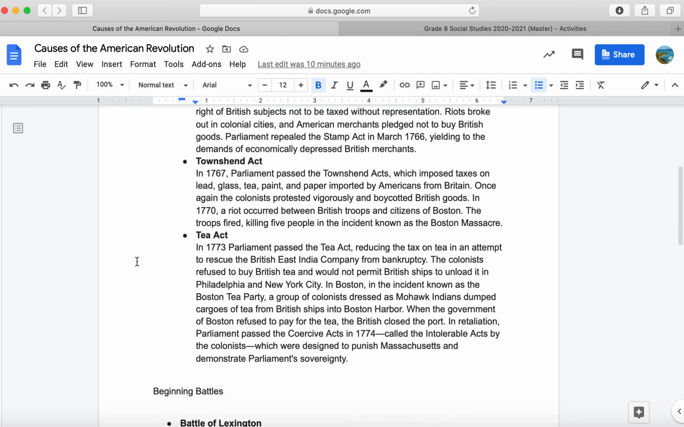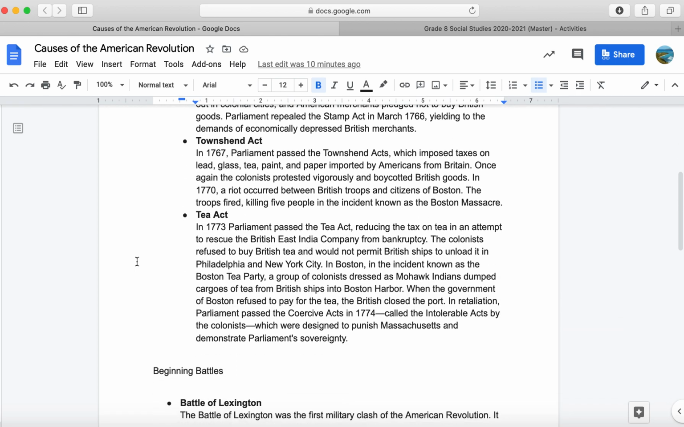Townshend Act. In 1767, Parliament passed the Townshend Acts, which imposed taxes on lead, glass, tea, paint, and paper imported by Americans from Britain. Once again, the colonists protested vigorously and boycotted British goods. In 1770, a riot occurred between British troops and the citizens of Boston. The troops fired, killing 5 people in the incident known as the Boston Massacre.